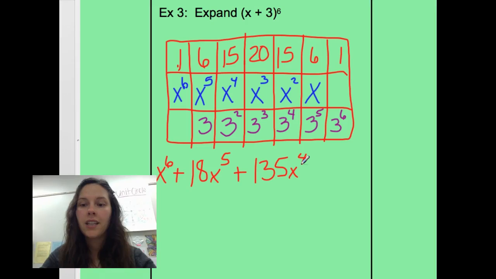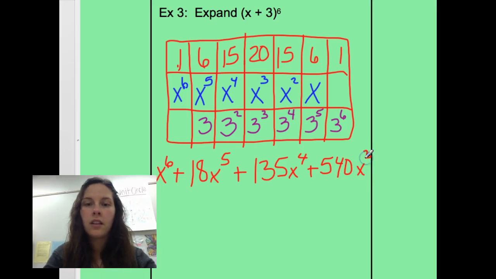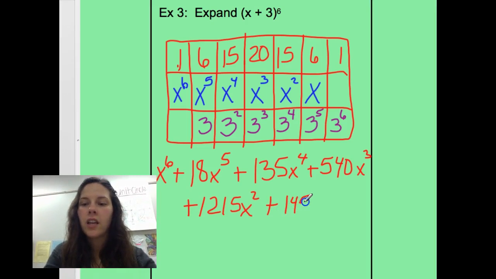Next, we'll have 20 times 3 cubed. 20 times 27 is 540 x cubed. Then our next column, we have 15 times 3 to the 4th, which gives us 1,215 x squared. Next, we've got that 6 times 3 to the 5th, which gives us 1,458 times x. And lastly, we've got 1 times 3 to the 6th, which is 729.